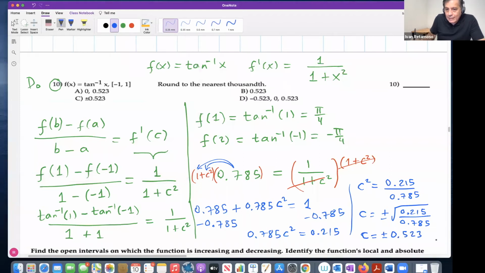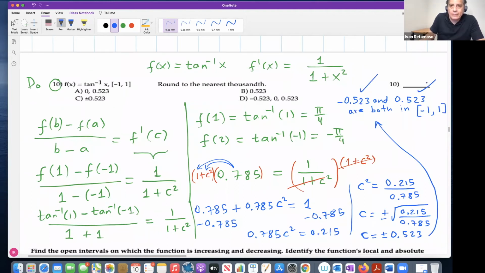0.523, positive and negative. But remember, guys, we have to check that the number that we are choosing is inside this interval, right? Turns out negative 0.523 and 0.523 are both inside this interval, right? You follow, guys? They are both in there. So this is good, and this is also good.